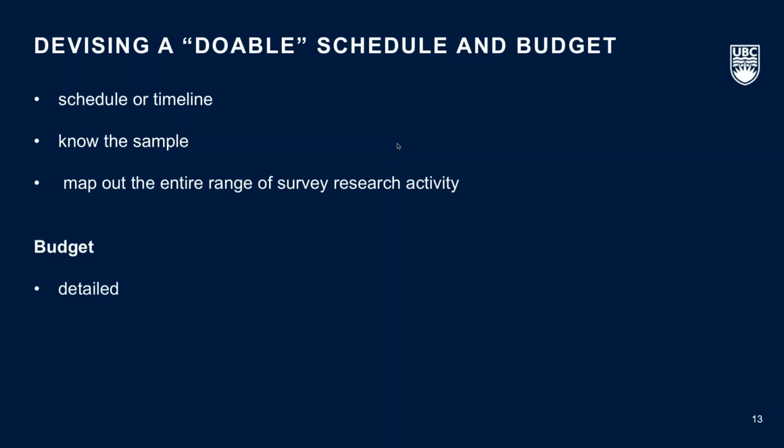In terms of budget, you need to be very detailed in your budget and realistic. So when my students create a budget the first time, they learn very quickly that they can't afford to spend $10,000 on their survey. So they really need to rethink what they've done.